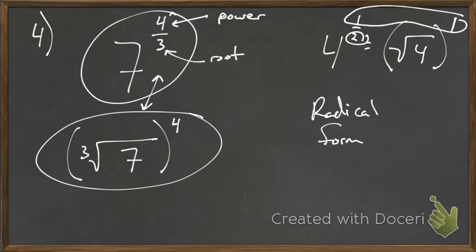Cubed root of 7 is ugly, by the way. Don't do it. It's going to be an ugly number. And I will teach you later how to do this in a calculator. You can do all the roots in your calculator if you have the right calculator.